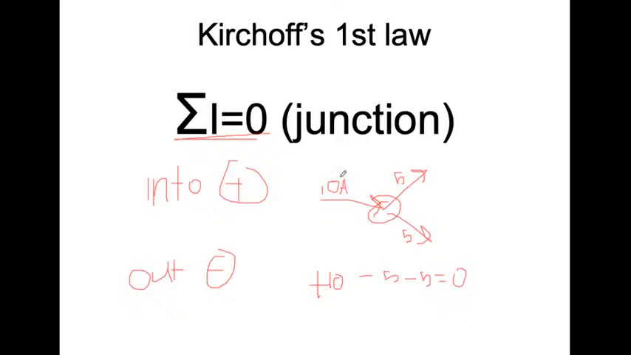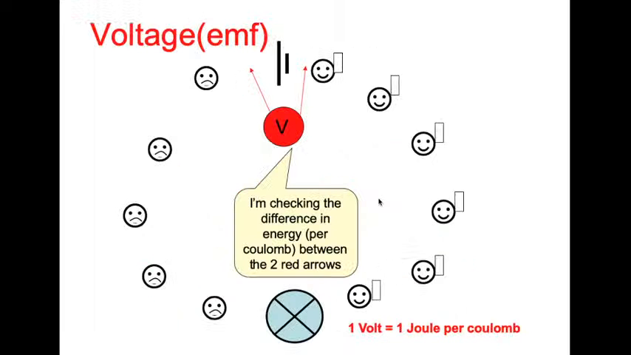You could switch around positive and negative, but essentially this is our mathematical expression of what current flows into a junction needs to equal the current flowing out. Okay, so Kirchhoff's first law is all about current.